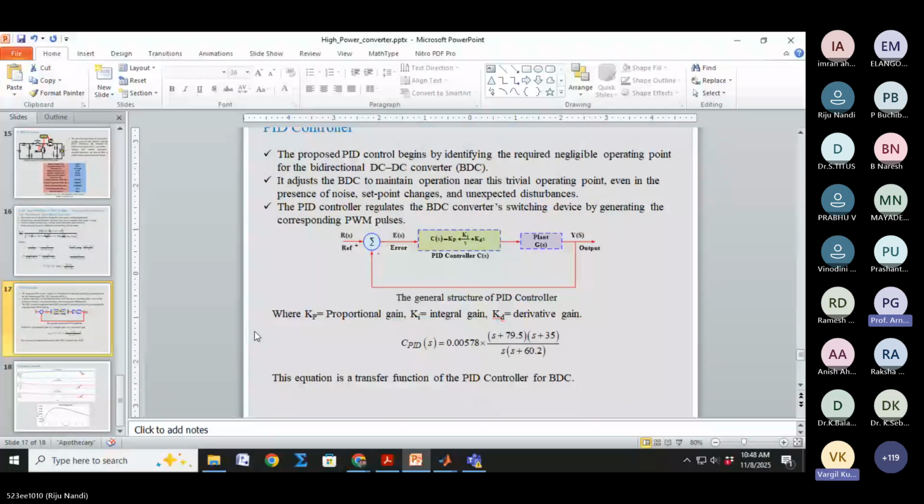So high power application, we are going for that for standalone system. So we're getting good insight from our participants. That will be very good to us.